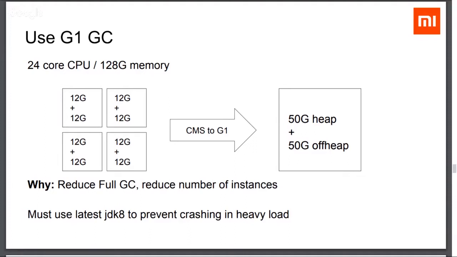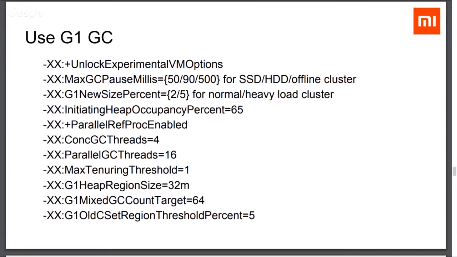G1 can collect and compact part of the heap, so we can use a very large heap, and the probability of full GC is much lower. We almost never see any full GC when we use G1. Note here we must use the latest JDK8 because the older versions have some bugs. In heavy load, the JVM may crash when we use G1. Here are our parameters when we use G1.